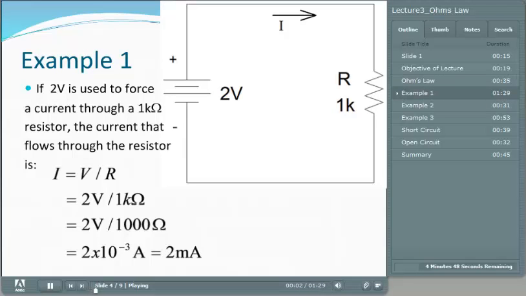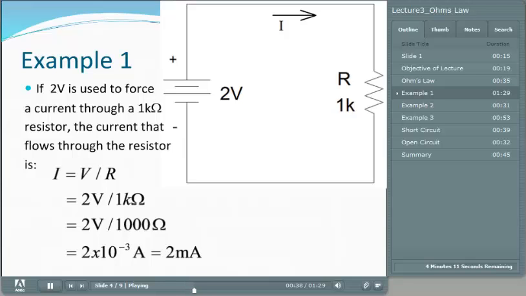In this example, I will apply Ohm's law to determine the current that's flowing through a resistor. 2 volts, being supplied by a DC voltage source, is forcing a current to flow through a resistor. The resistor value is 1 kiloohm. Applying Ohm's law, V equals IR, or rearranging terms, I, current, is equal to V, voltage, divided by R, the resistance. Substituting in the numbers, we get that current is equal to 2 volts divided by 1 kiloohm.